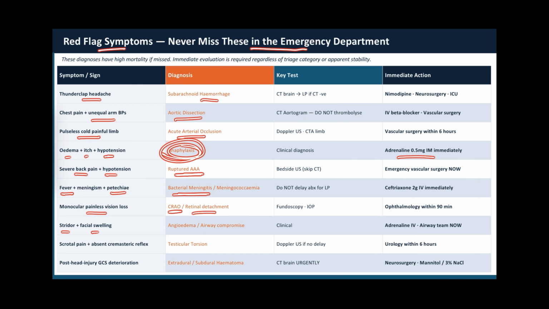Patients with stridor and facial swelling should trigger you for the angioedema or airway compromise. Give adrenaline IV. Please try to intubate these patients as soon as possible.